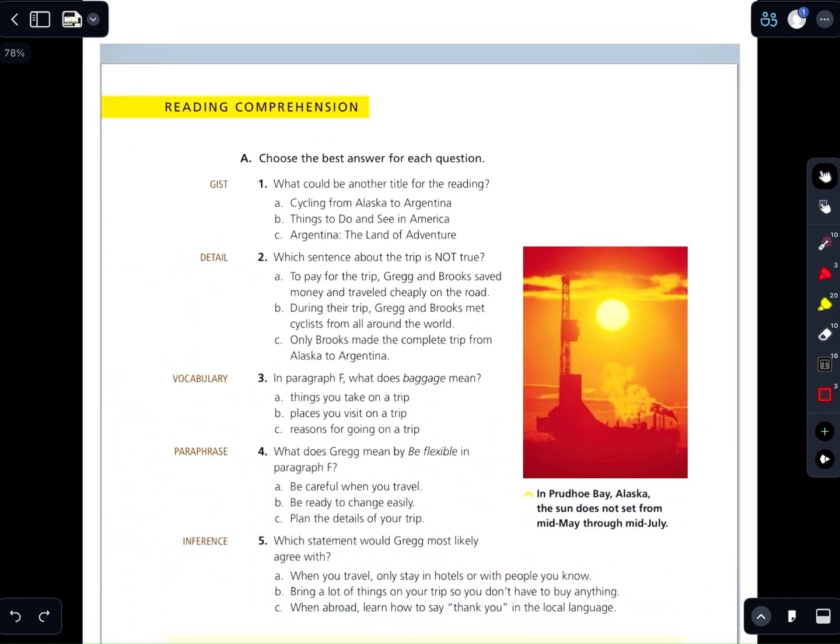We have some reading comprehension questions. I'm just going to talk through these, and you can try to do them yourself. Go back and check the reading if you need to. It's always good to check the reading. Make sure your answers are correct.